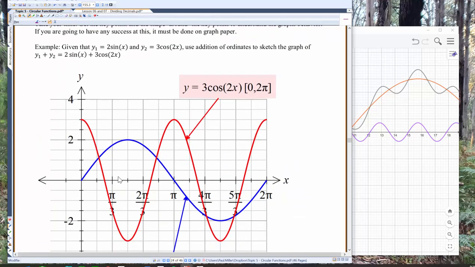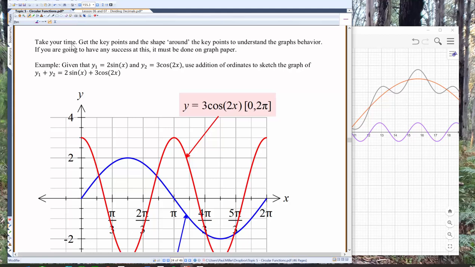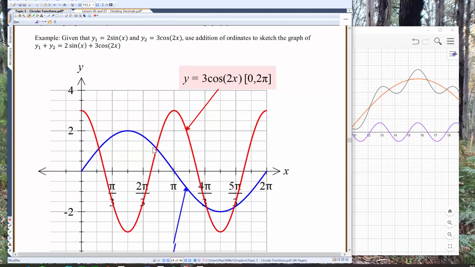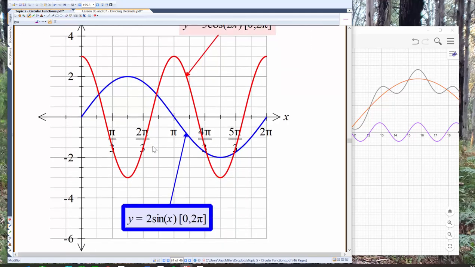So let's try it. Okay, so here's my advice. Take your time. Get the key points and shape around the key points to understand the graph's behavior. If you're going to have any success at it, it must be done on graph paper. And here's the only example that we'll do. There's only a few examples from the book. All right, so what we're going to do is add the blue to the red and work out what's going to happen.